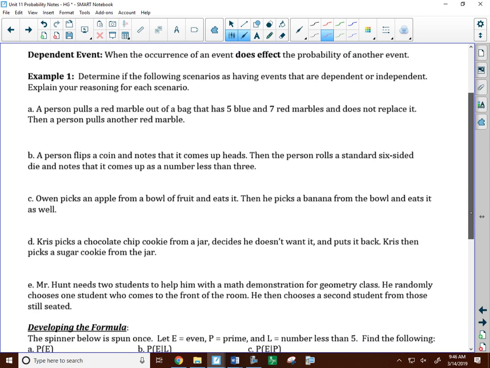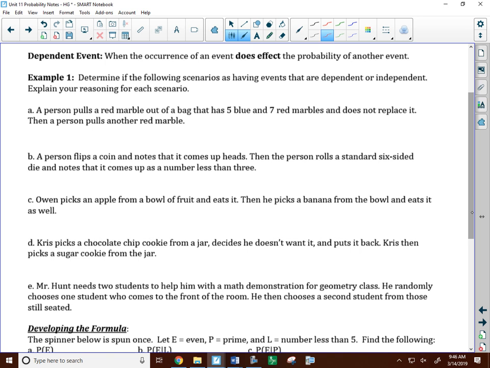I will give you some examples, and I have 5 right here. Let me do A in example 1, and then I'm going to have you try B through E. Let's just write independent or dependent. I'll explain in words, but you don't have to explain, just write it and we'll talk about it.